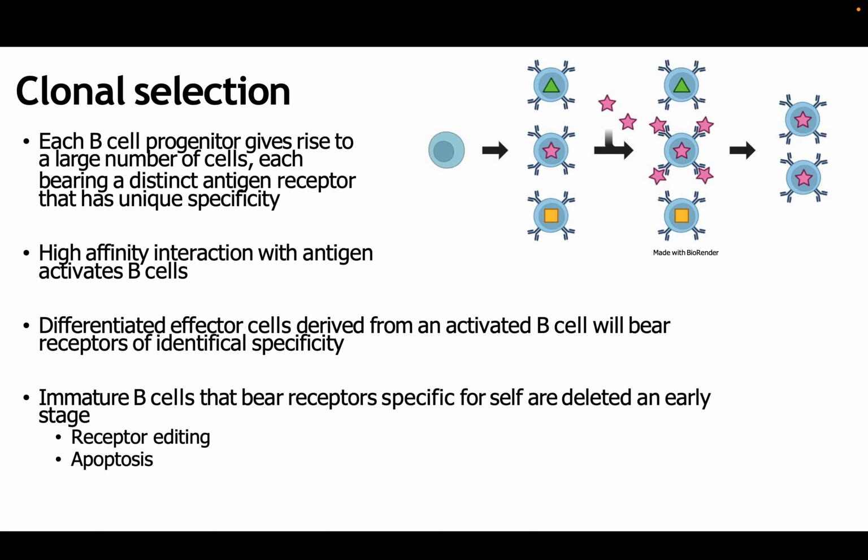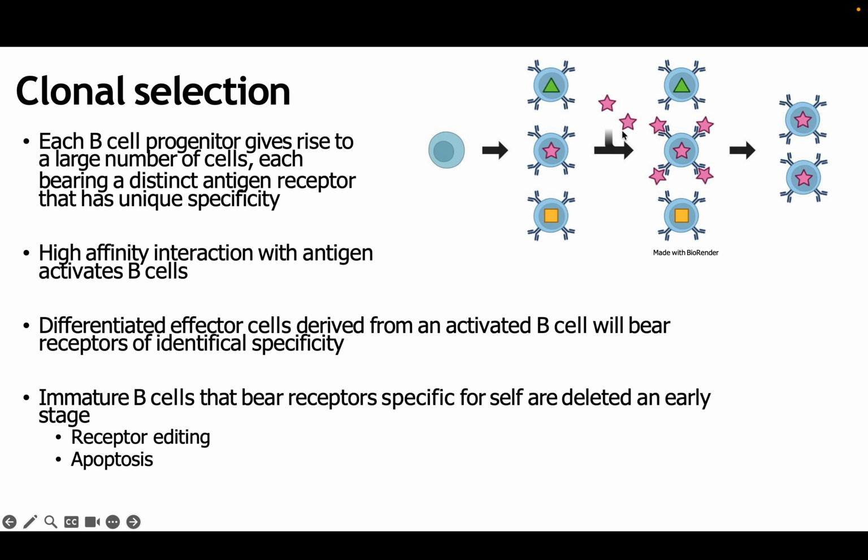But one thing that we see is something called clonal selection. So let's imagine this is your immature B cell, and now it's getting activated and it starts to create different B cells. You have this B cell with a green triangle, which has a B cell receptor that's able to bind specifically to triangles. You have this pink star, which is only able to bind to pink stars. And this is only able to bind to yellow squares.